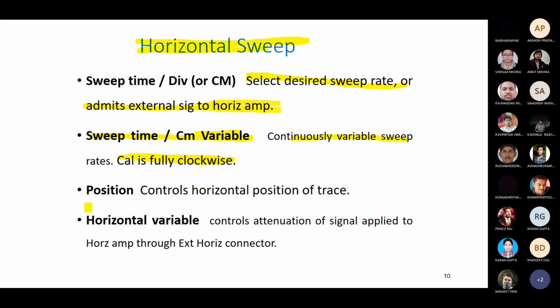Positions are needed: control of the horizontal position of the trace. Horizontal variables are also needed, to control attenuation of the signal applied to the horizontal amplifier through the external horizontal connector. In all these cases you are able to measure the horizontal sweep. By changing the sweep, you can measure the electrical quantity of your system. I hope all of you are able to understand.